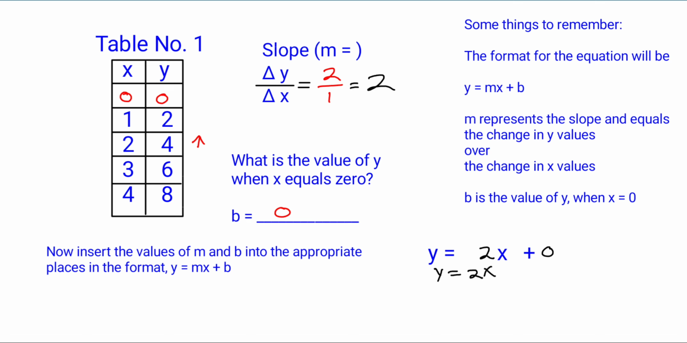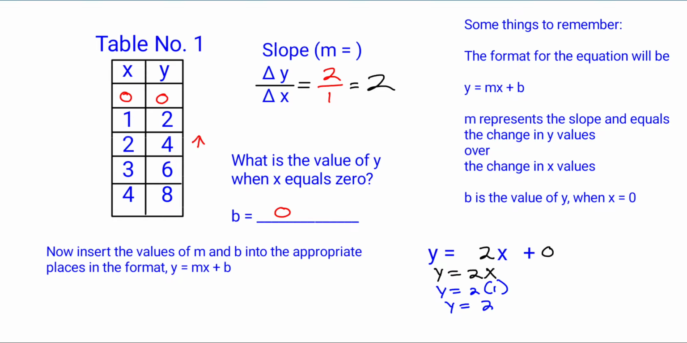Now, this is where we talk about checking your work. I'm going to try a few values and see if it works out. The first one I'm going to do is y equals 2 times 1. I'm doing this just to see if I get 2 for my answer. 2 times 1 is 2, so y equals 2. So in this case, when x is 1, y is 2, and that's correct.